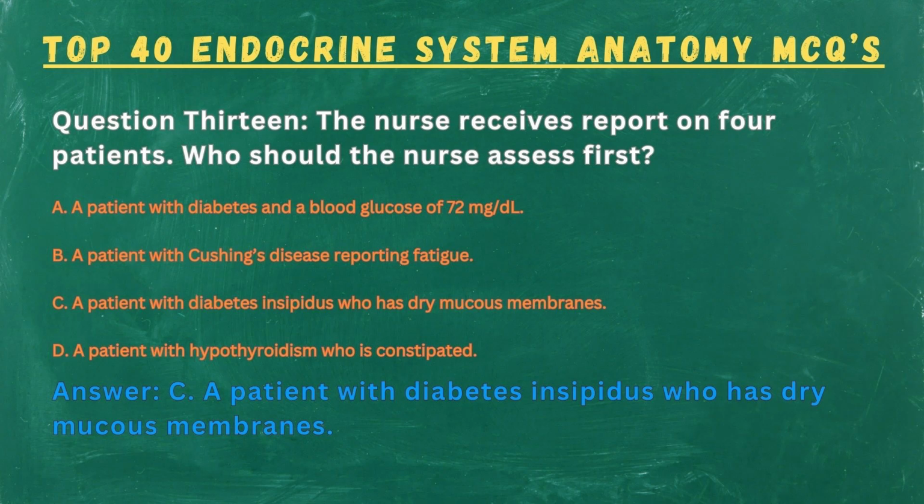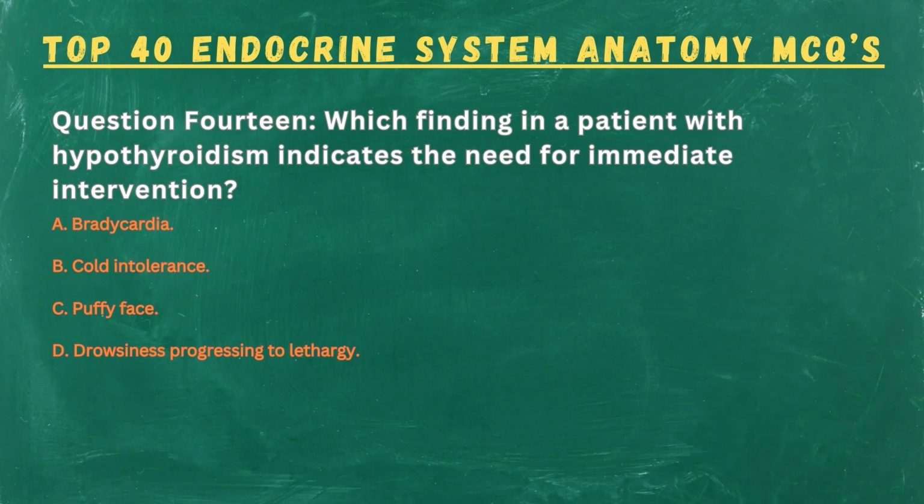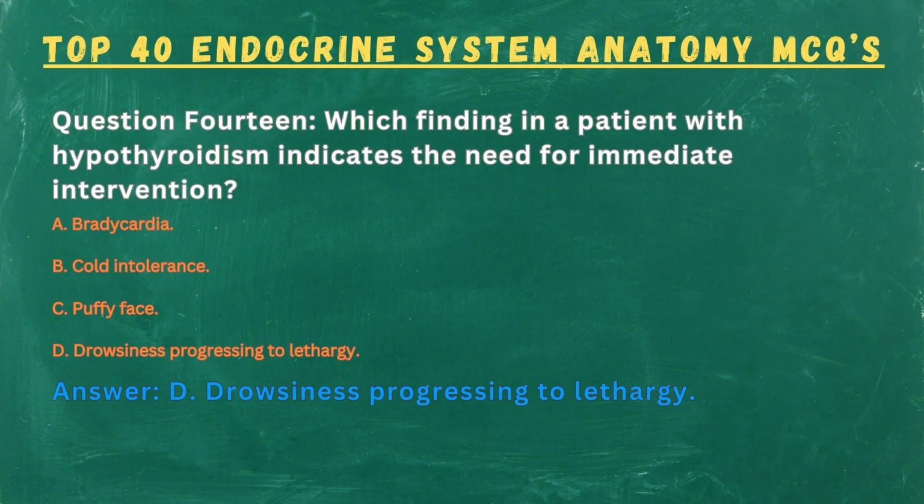Answer. C. A patient with diabetes insipidus who has dry mucous membranes. Question 14. Which finding in a patient with hypothyroidism indicates the need for immediate intervention? A. Bradycardia. B. Cold intolerance. C. Puffy face. D. Drowsiness progressing to lethargy.